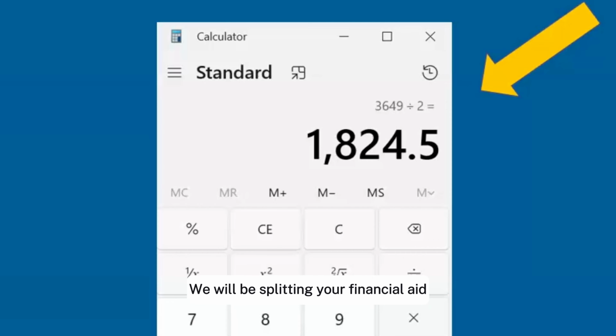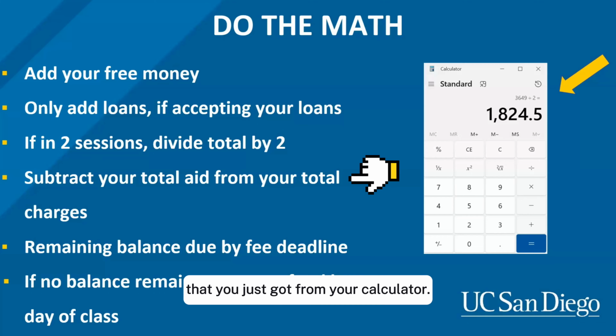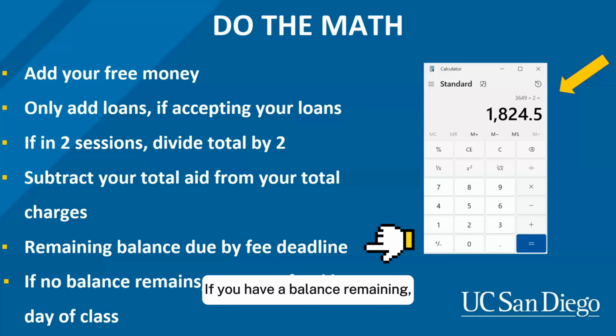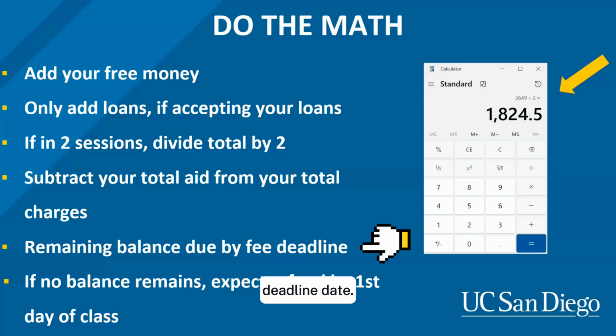We will be splitting your financial aid and giving you half in session 1 and the other half in session 2. Then you want to subtract that total amount of financial aid that you're getting from those total charges that you just got from your calculator. If you have a balance remaining, so you still owe money, you want to make sure that you pay that by the fee deadline date.